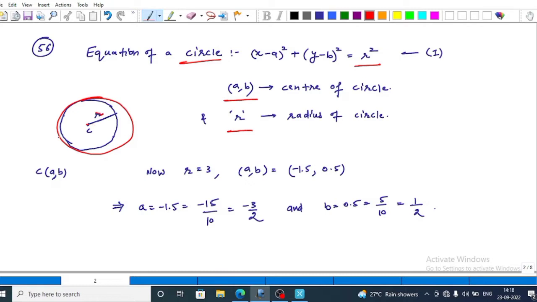That is for this circle where C is the center and R is the radius. That is, if this is the diameter, its half is the radius. Now we are given that R equals 3 and the center, that is (a, b), is given as (minus 1.5, 0.5). That is, a equals minus 1.5, which can be written as minus 15 upon 10, further minus 3 upon 2, and b equals 0.5, that is 5 upon 10, which can be written as 1 upon 2.